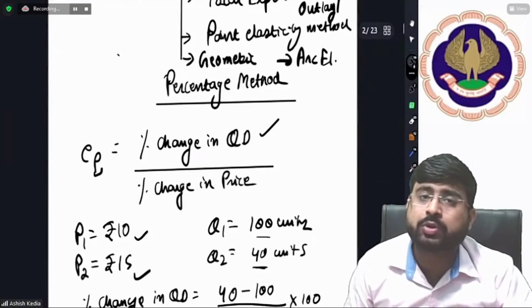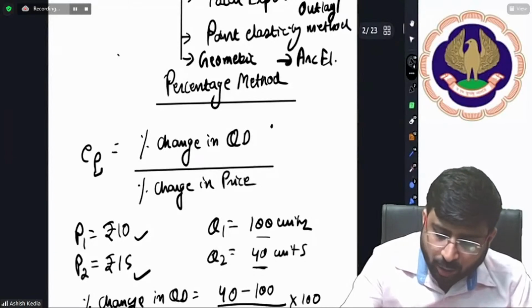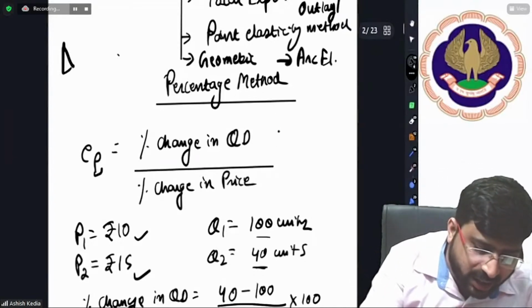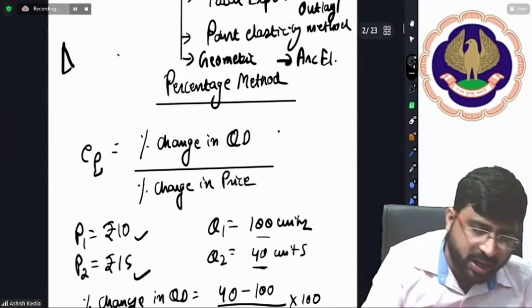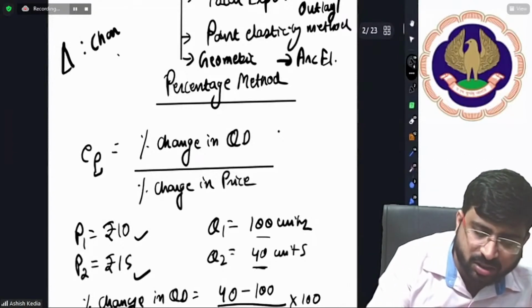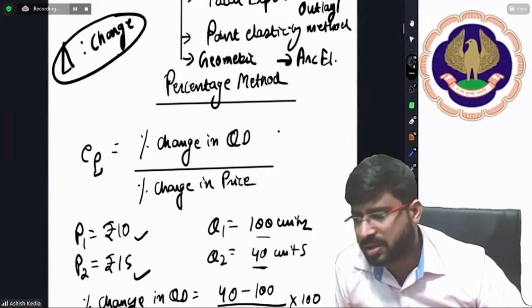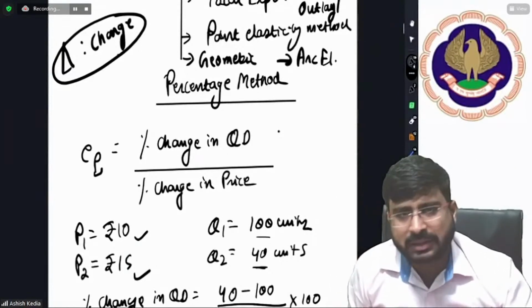So what did I tell you? First, you will have to find out the percentage change in quantity. By the way, I will write this triangle again and again. This triangle, or delta, means change. So whenever I write this, please don't be confused. Delta means change.